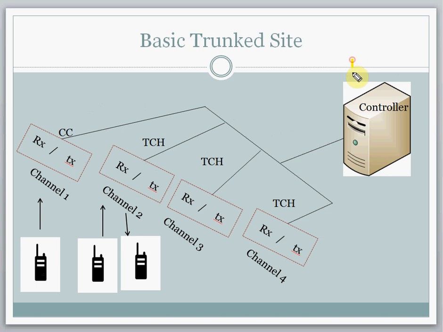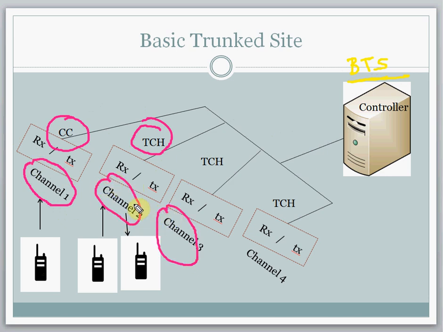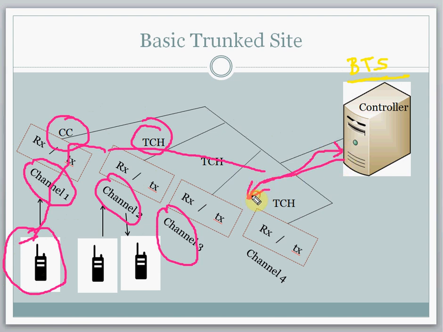That is, it is the base station. I will write BTS here. BTS stands for base station. And we have this one as a control channel, and this is a traffic channel. And the channels we name as control channel, channel 1, channel 2, channel 3, channel 4. And this is one talk group, and when he presses the PTT, it will go to the control channel, and it will go to the controller, and the controller will assign whatever channel is available. They will use this channel, and when the communication for this talk group is finished, this channel becomes free. This is the basics of how this works.